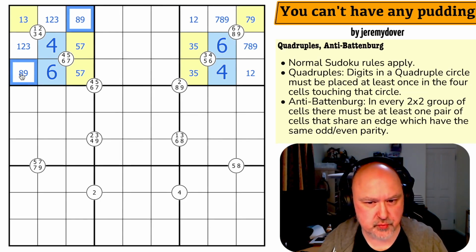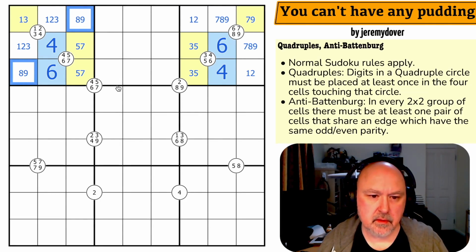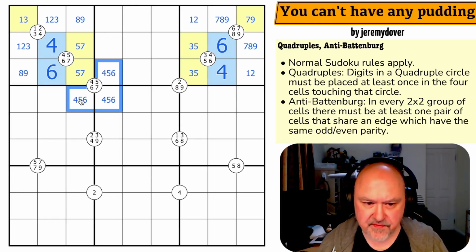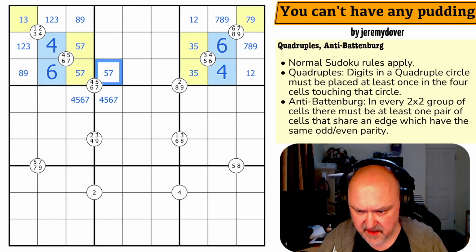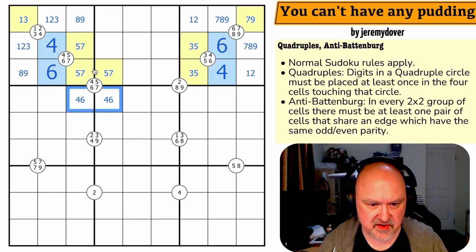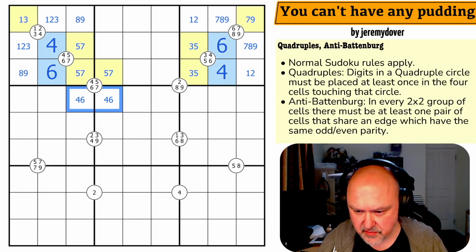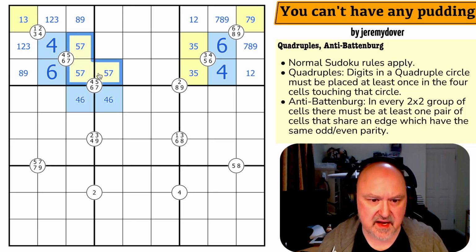Not sure what to do with that. Well, actually, there is something here. These are 4, 5, 6, and 7. There's no 4 or 6 here. So this is a 5, 7 pair. And this is not 5, 7 because I have to get a 4, 6 around here. So those are both even. Now I'm okay on that Battenburg.